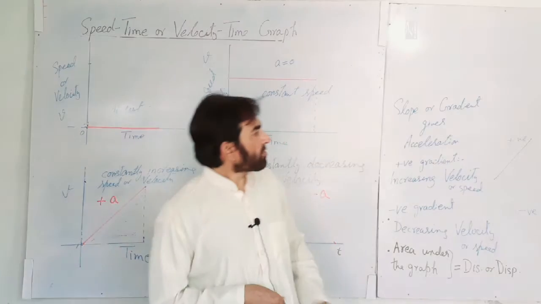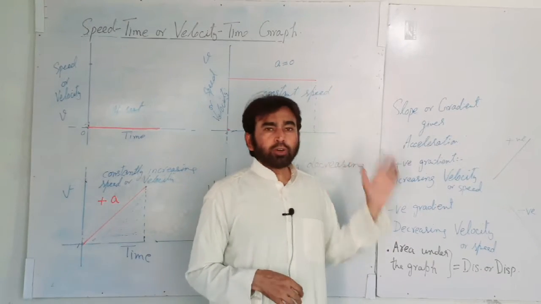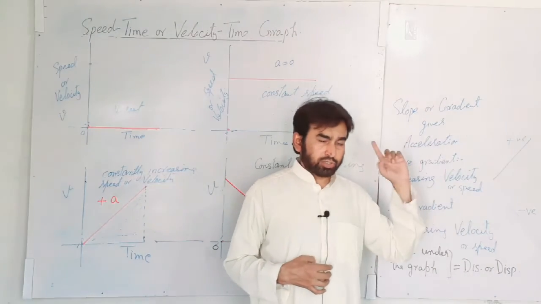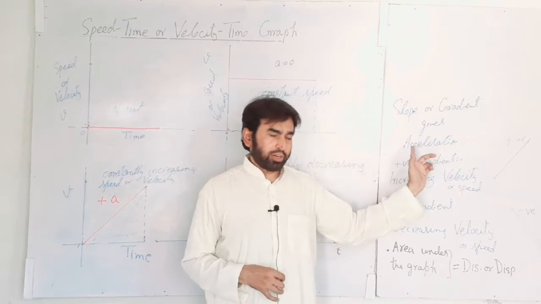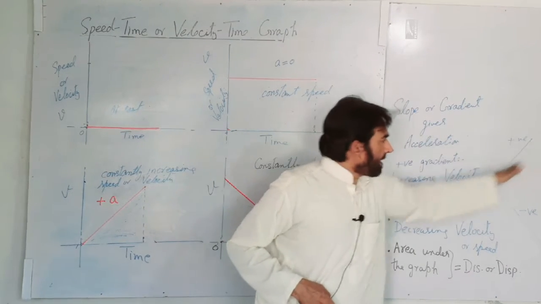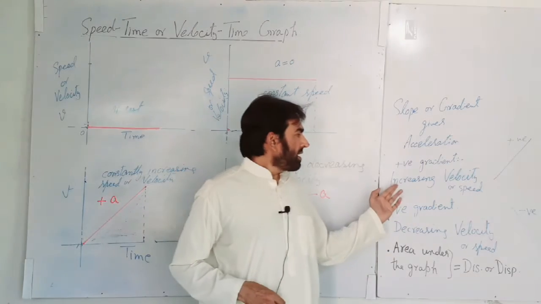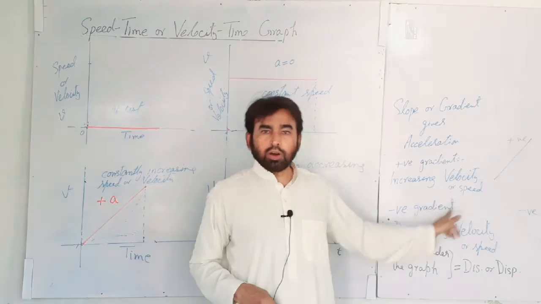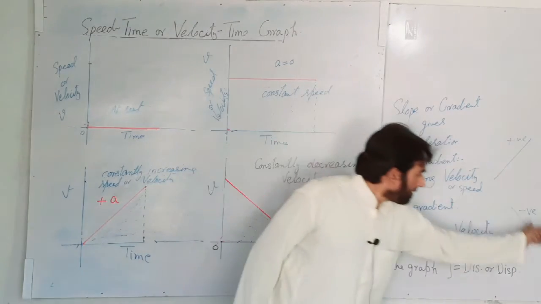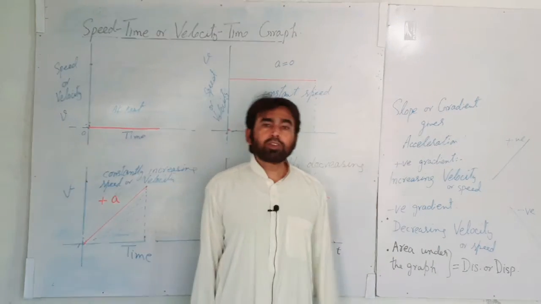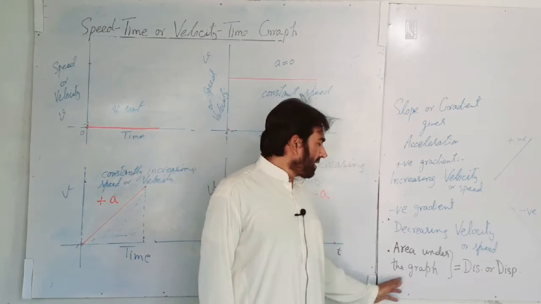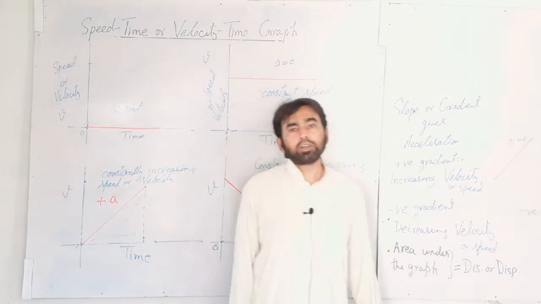These points are, first of all, the slope or gradient of the velocity time graph gives you the acceleration. Remember this, that the slope or gradient gives you the acceleration. Second point, the positive gradient, meaning a line like this, gives you the increasing velocity or increasing speed. And the negative gradient, a line like this, gives you the decreasing velocity or decreasing speed. Now the fourth point is that the area under the graph gives you the distance or displacement.